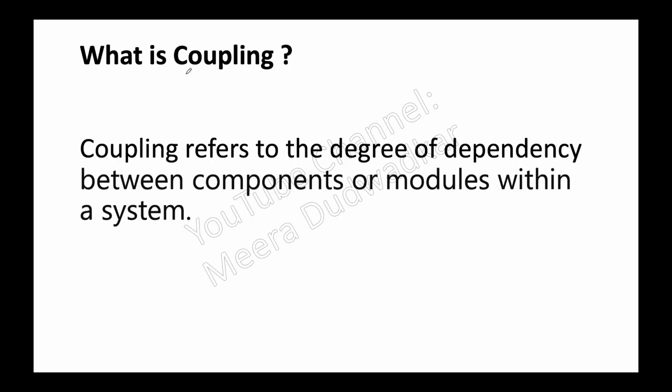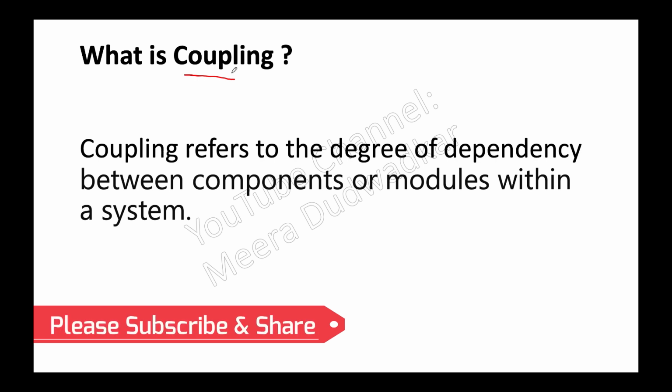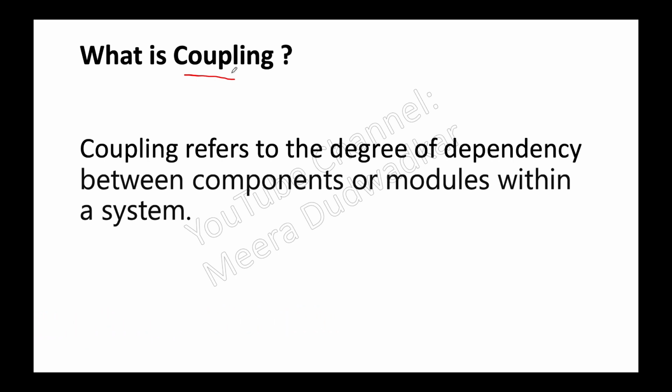Let's begin. Have a look at the definition. Coupling refers to the degree of dependency between components or modules within a system. That means how much two classes, for example, are dependent upon each other decides how loosely or tightly coupled they are. So let's take a precise real-life example.